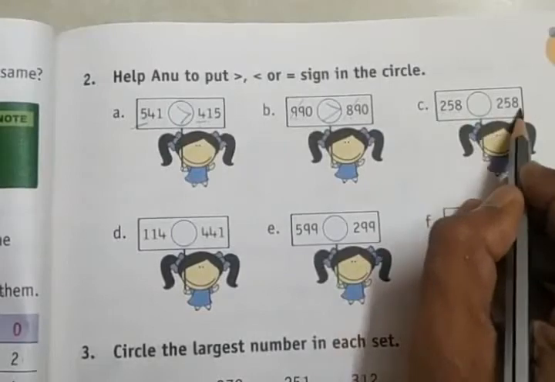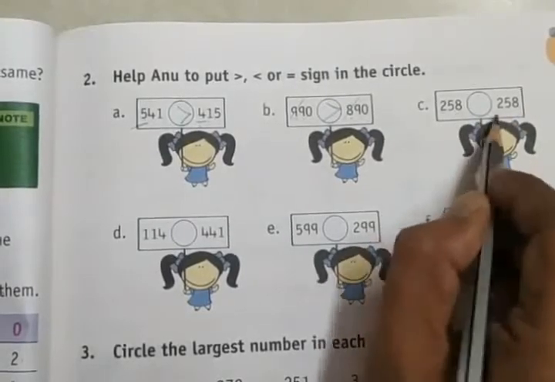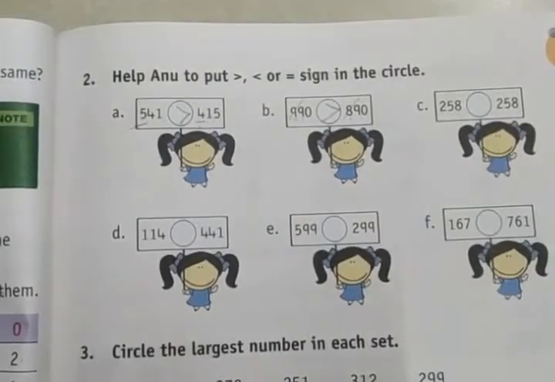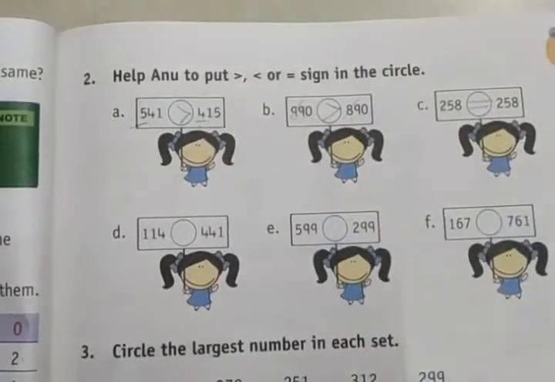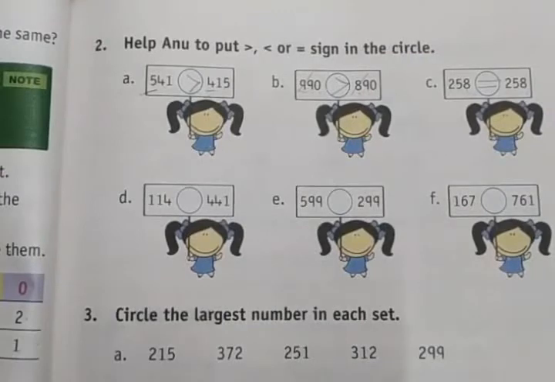558 and 558. Both the numbers are the same, equal. If I have 258 and you also have 258, then we need to put the equal to sign. Equals to sign. Followed?